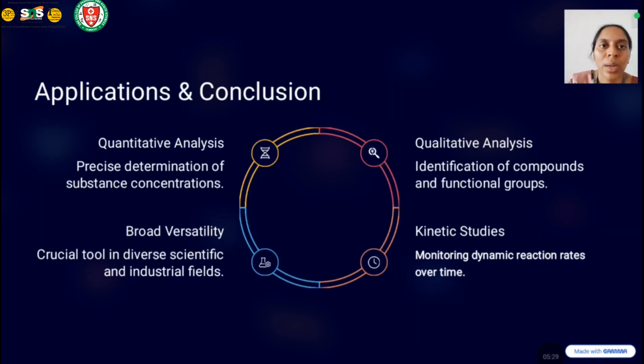Applications and conclusion. The UV visible spectrophotometer is used for quantitative analysis, that is precise determination of substance concentrations, and qualitative analysis, identification of compounds and functional groups. And then broad versatility, a crucial tool in diverse scientific and industrial fields. And then kinetic studies, monitoring dynamic reaction rates over time.